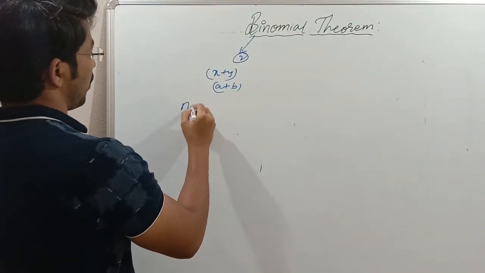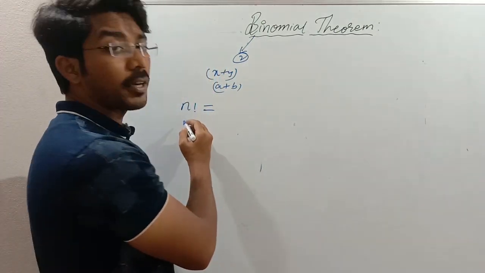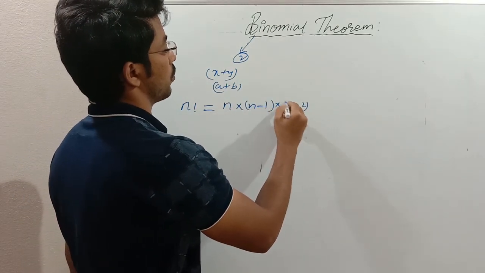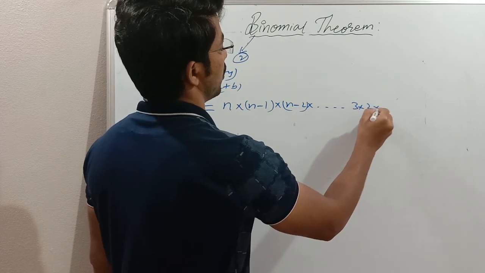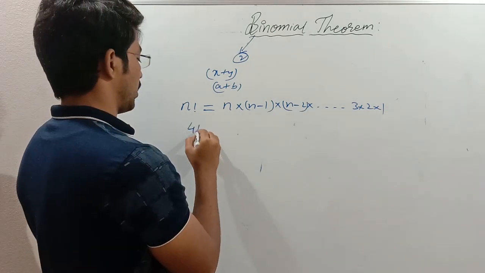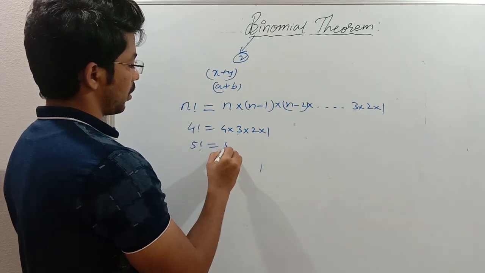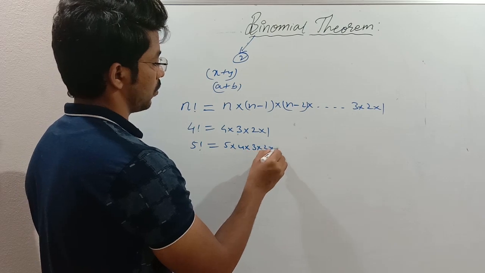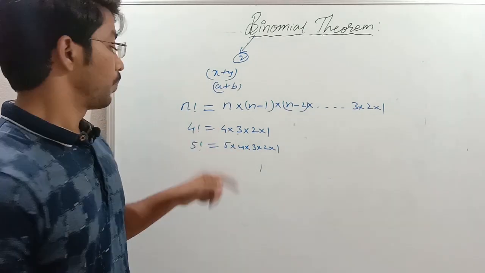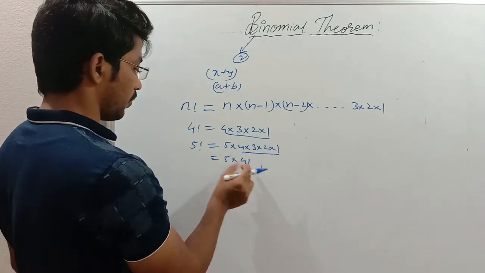What is factorial? Factorial is nothing but the product of the first n natural numbers. If I take n factorial, the formula is n into n minus 1 into n minus 2 and so on, 3 into 2 into 1. Now if we go for 5 factorial, it is 5 into 4 into 3 into 2 into 1. If you observe here, we can write the product 1 to 4 as 4 factorial, so 5 into 4 factorial, because these two are the same. So we substitute as 5 into 4 factorial.